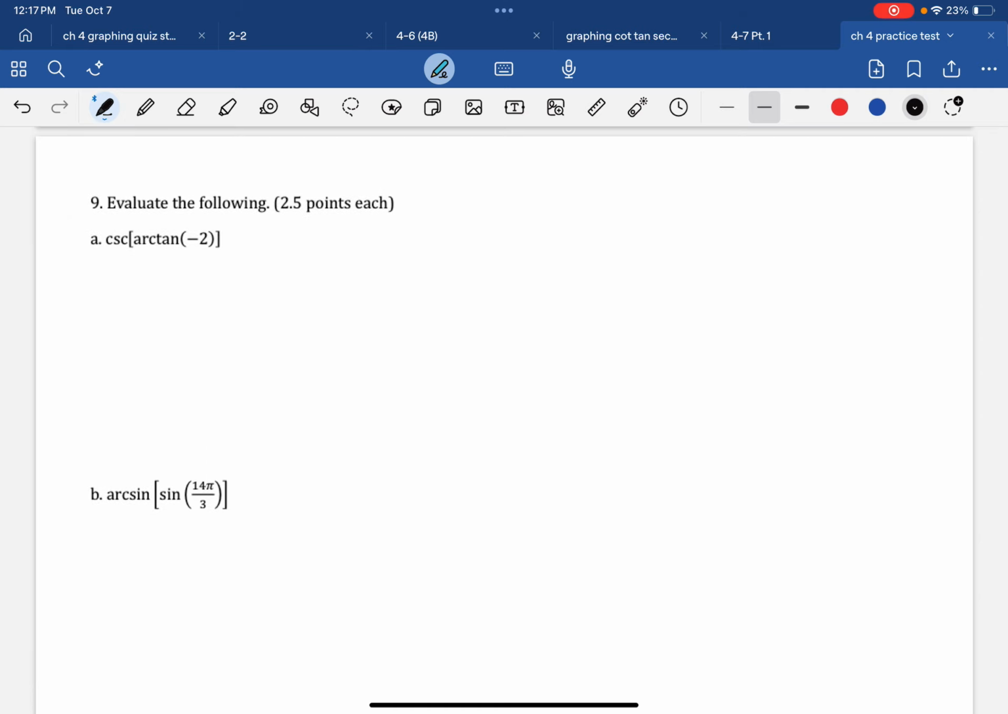Our next 4 questions have us evaluating compositions of inverse trig functions and trig functions. The first question is cosecant of arctangent of negative 2.